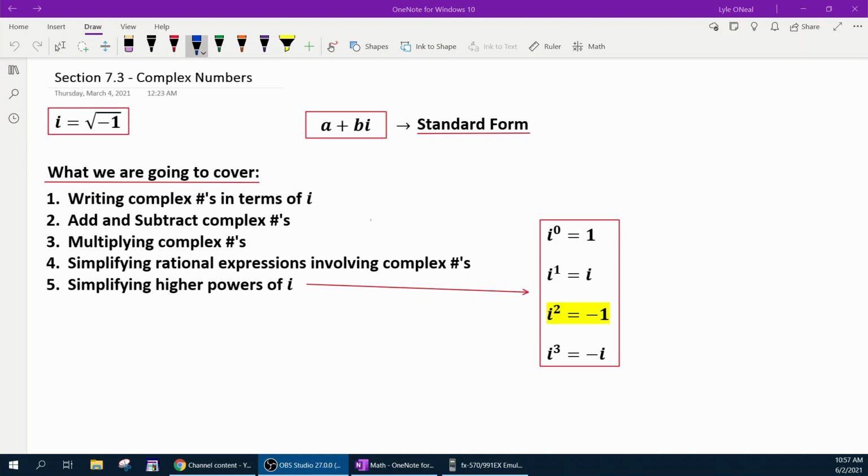Well, we're going to cover writing complex numbers in terms of I, adding and subtracting complex numbers, multiplying complex numbers, simplifying rational expressions. That means we're going to be dividing complex numbers, and simplifying higher powers of I. All of that covered in this lesson, and I think the best place to start would be with an example.